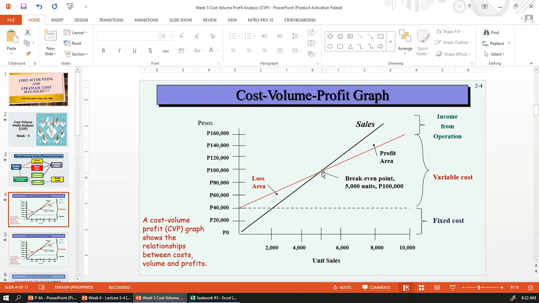But if you sell less than 5,000 units, which is under this area, then you will suffer a loss. But if you sell more than 5,000 units, this is the higher area, the area above your break-even point, now you will have a profit.